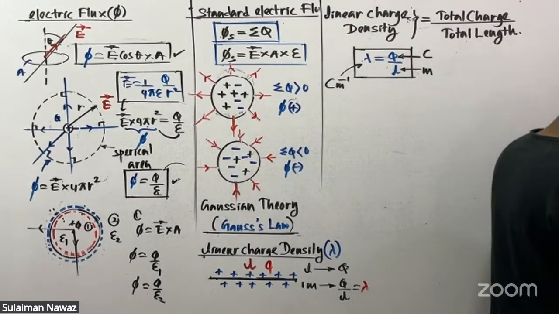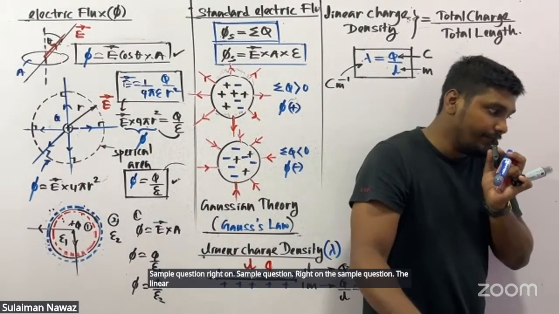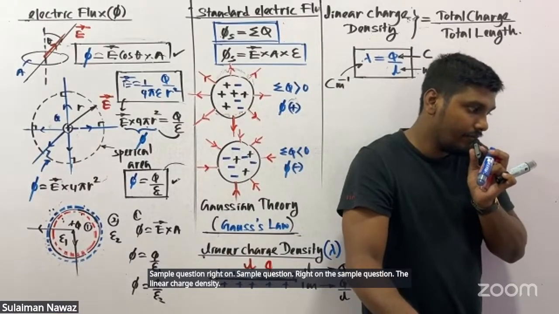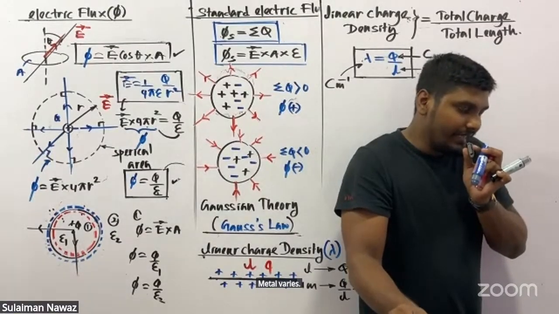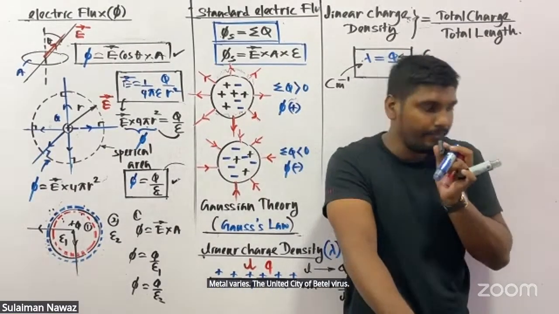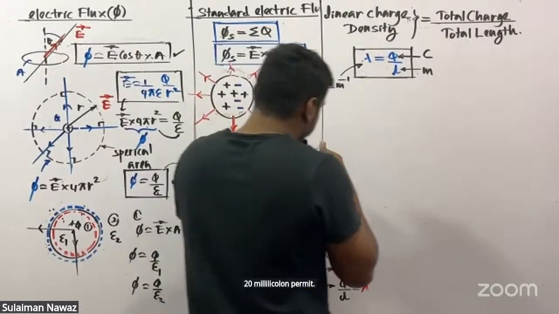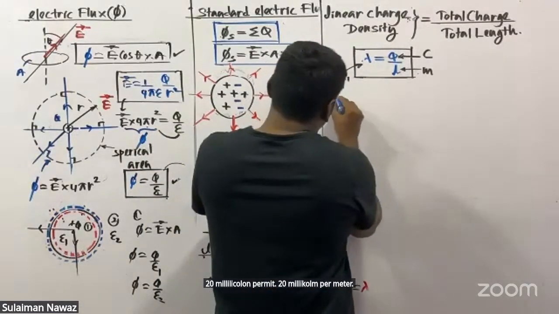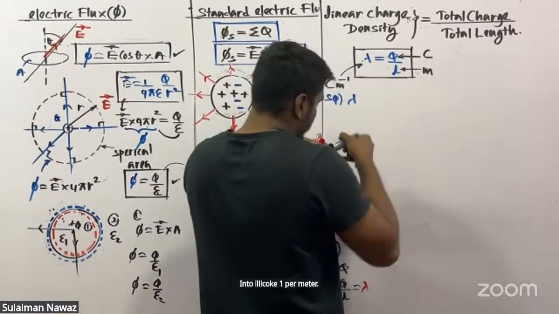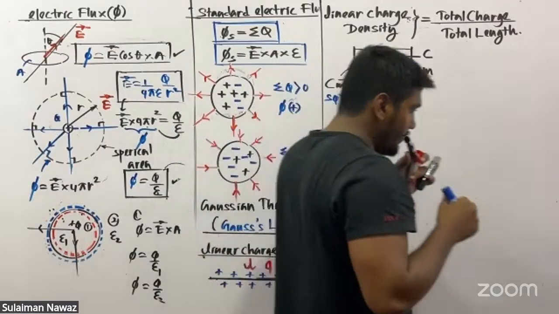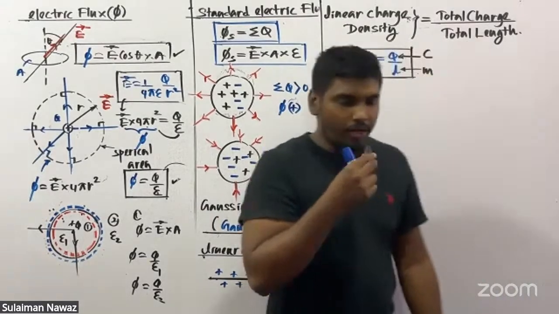Sample question, write down. The linear charge density of a metal varies 20 millicoulomb per meter. 20 millicoulomb per meter.